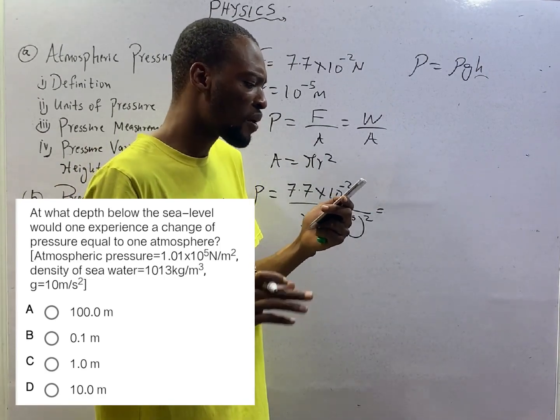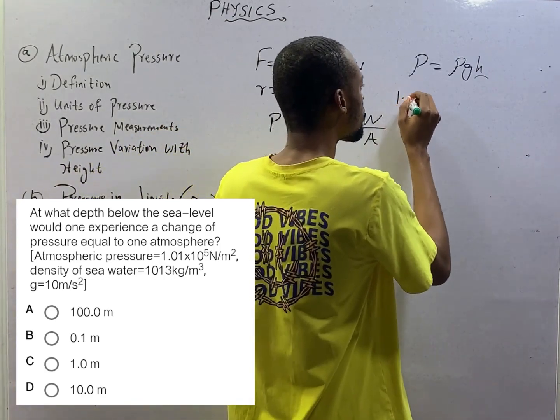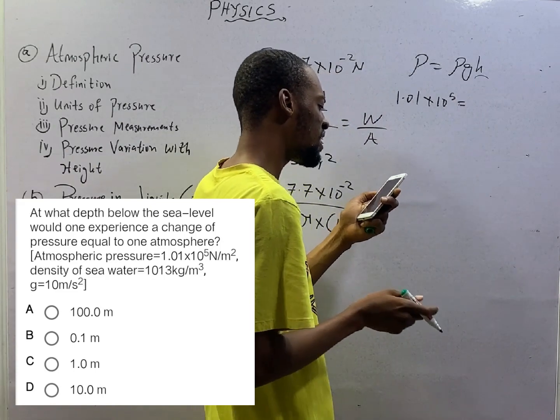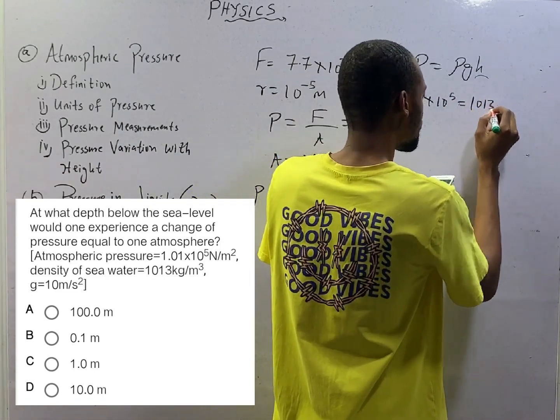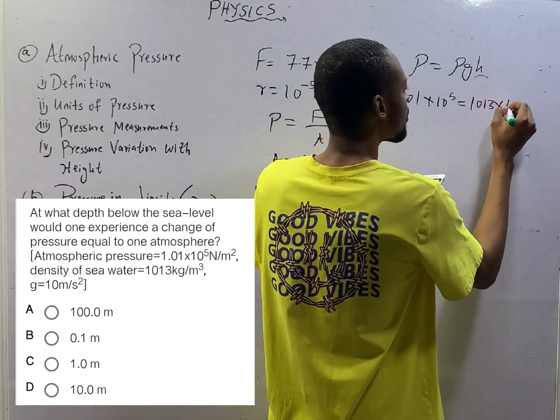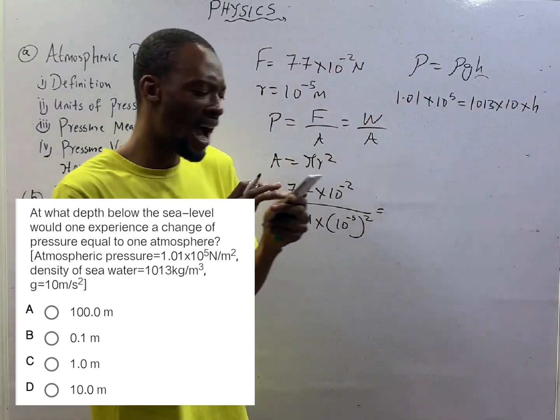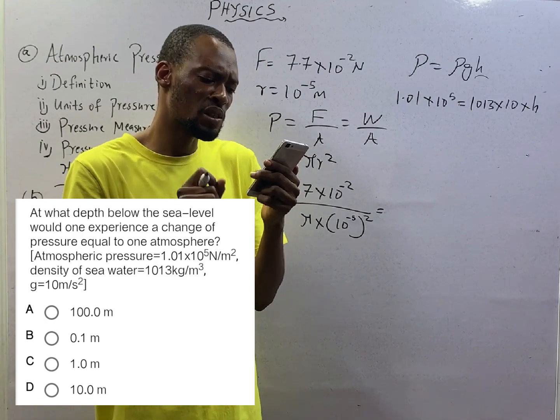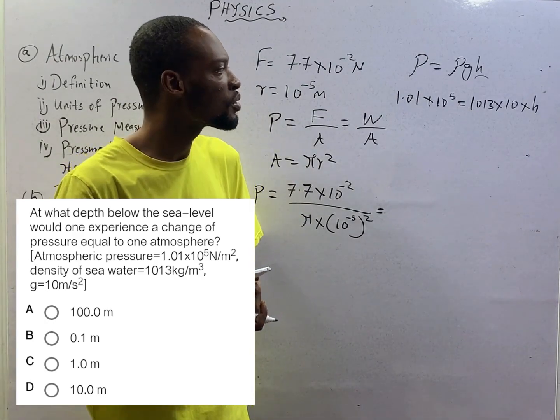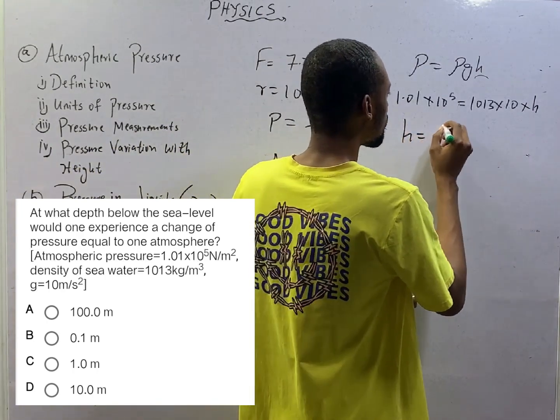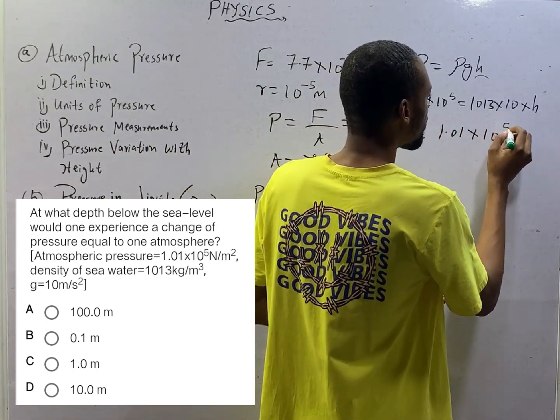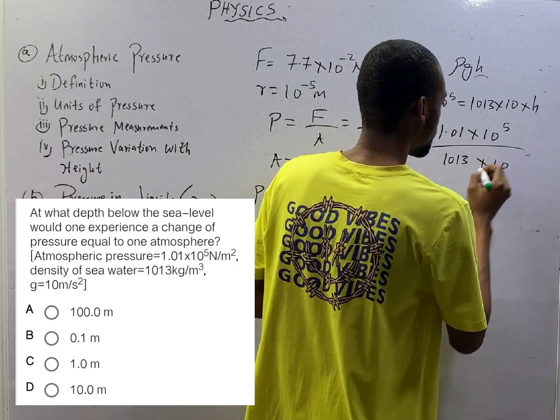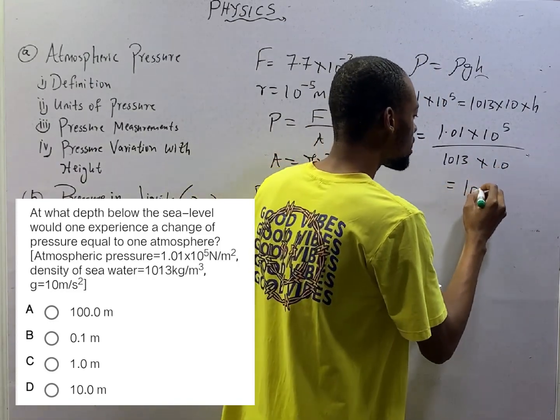What do we do? From here, we have the atmospheric pressure to be 1.01 times 10 to the power of 5. This equals the density of seawater, 1013, times gravity, 10, times height. The height is exactly what we are looking for, since we have the atmospheric pressure, the density of seawater, and the acceleration due to gravity. Height therefore becomes 1.01 times 10 to the power of 5 over 1013 times 10. That is your answer. This should equal 10 meters.